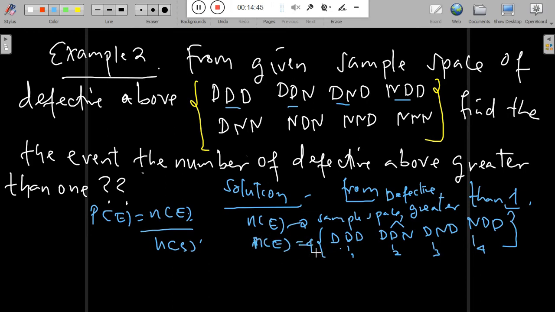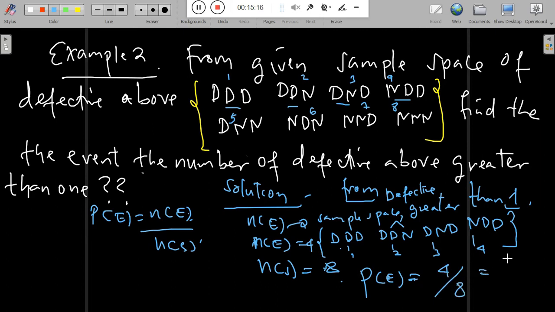Now we consider our total number of sample space, the total number of observations. This means we take all the values without isolating them by the number of defectives. So this will be 8: 1, 2, 3, 4, 5, 6, 7, up to 8. So the probability of an event of defectives greater than 1 is equal to 4 divided by the total number of observations, which is 8. The answer is equal to 1 over 2. This is our probability, as you can observe.